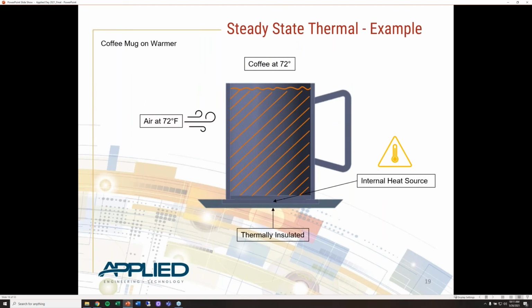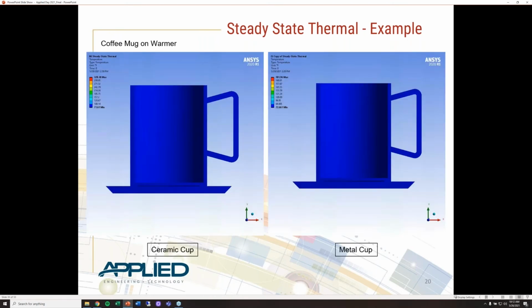We did put together a brief example just for this webinar. This is a steady state thermal example of a coffee mug on a warmer. So we have a thermally insulated warmer with an internal heat source. We've got a coffee cup with coffee at 72 degrees and external air at 72 degrees, okay? And so with this type of problem, we're only looking at the conduction equations, okay? So we're not actually using real fluids, we're using convection coefficients here to simulate the heat transfer through the boundaries. So we ran this with a couple of different cups.